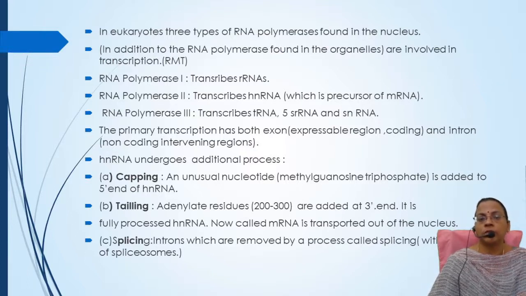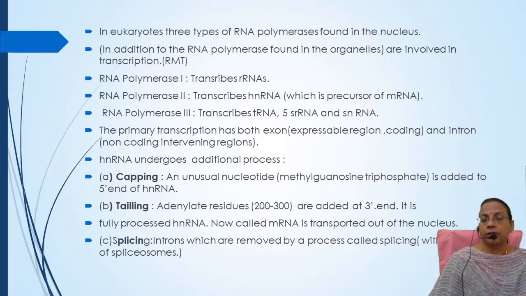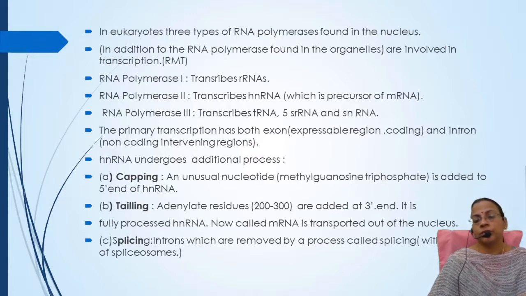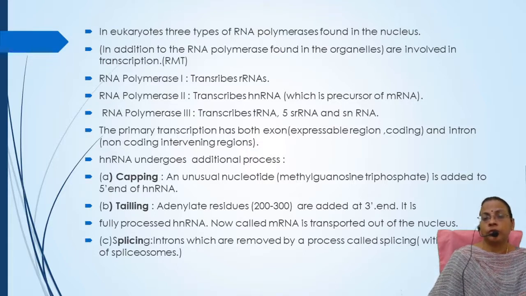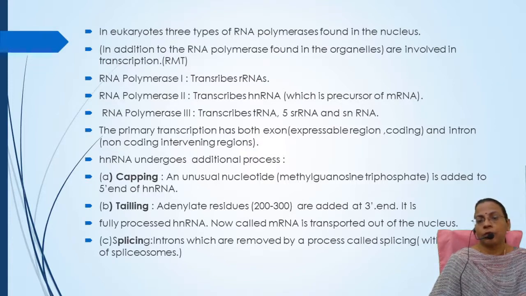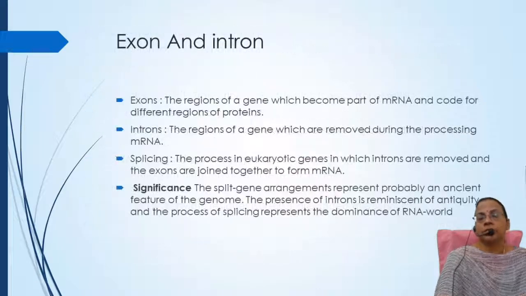Capping means an unusual nucleotide, methylguanosine triphosphate, is attached at the 5' end of the hnRNA and acts like a cap, which will protect the RNA from enzymatic activity. Then tailing means adenylate residues, approximately 200 to 300 adenosines, are added at the 3' end, and the fully processed hnRNA is now called mRNA. Simultaneously, the splicing process also takes place, that is, introns are removed with the help of the spliceosome. And the whole hnRNA is converted into messenger RNA.